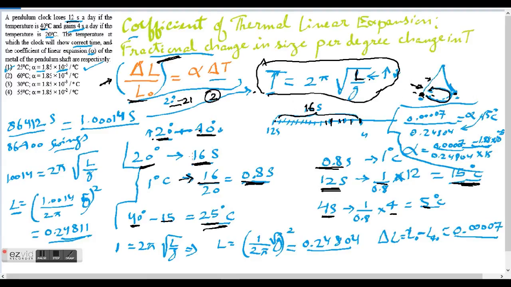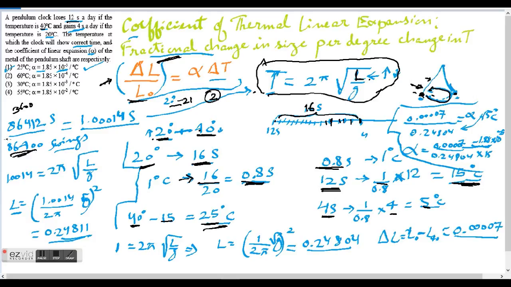Now what really happens in a day? Let's say that in a day it loses 12 seconds. Now how many seconds are there in a day? In an hour there are 3600 seconds, multiplied by 24 will give you 86,400 seconds. So there are 86,400 seconds, and the clock loses 12 seconds, which means that the clock is actually taking 86,412 seconds to do 86,400 swings.